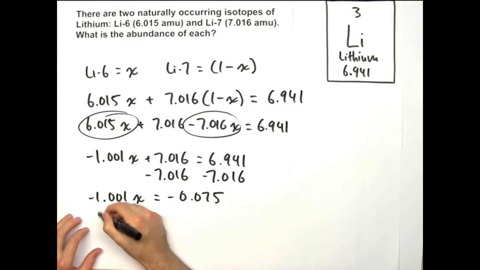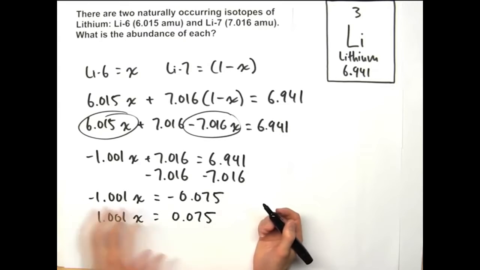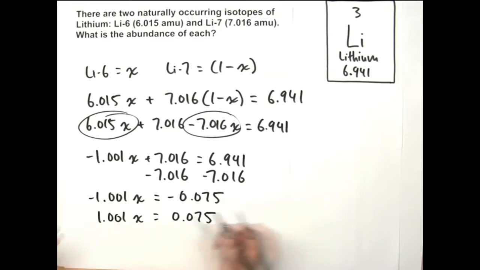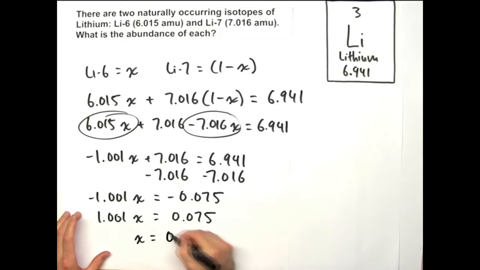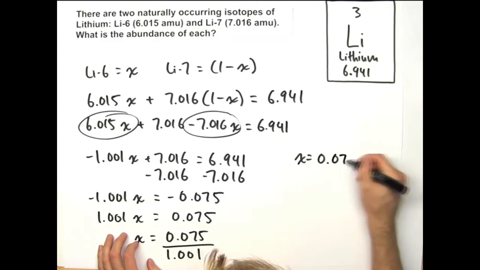I'm going to just multiply both by negative 1, turn that positive. And for the last step, I will divide both sides by 1.001, which is not really going to do anything because it's so close to 1. It's going to be 0.075 divided by 1.001. All right, so now x over here equals 0.075.